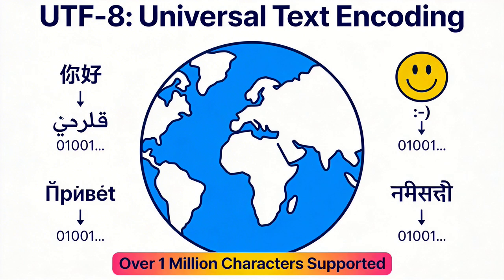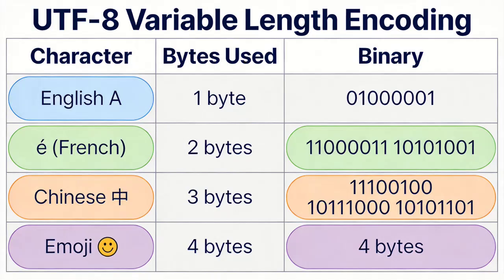That thumbs up emoji, it's stored as 4 bytes, F0, 9F, 91, 8D in hexadecimal. Every character, every symbol, every emoji, all ultimately stored as bits and bytes. Here's what makes UTF-8 so elegant. It uses a smart flagging system in the bits to tell the computer how many bytes belong to each character.